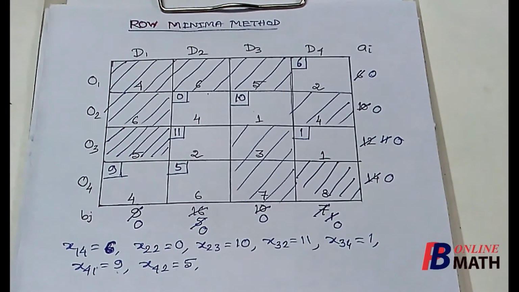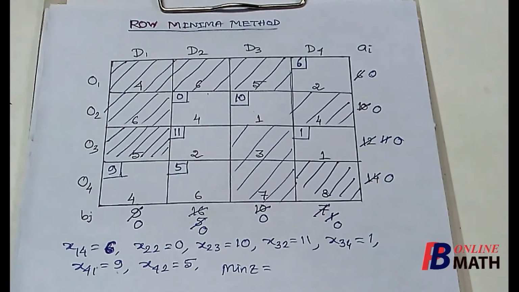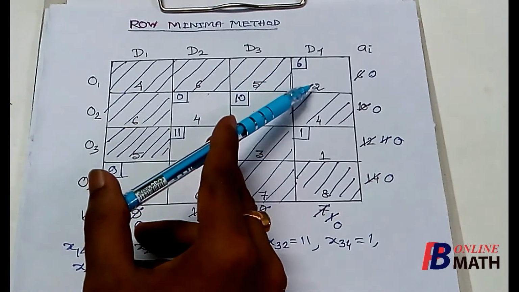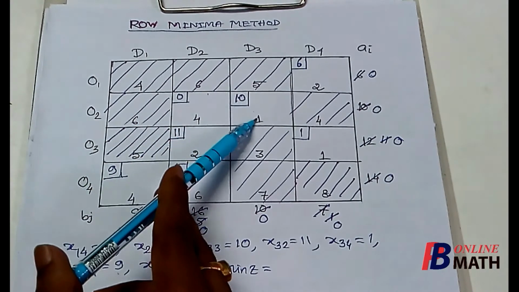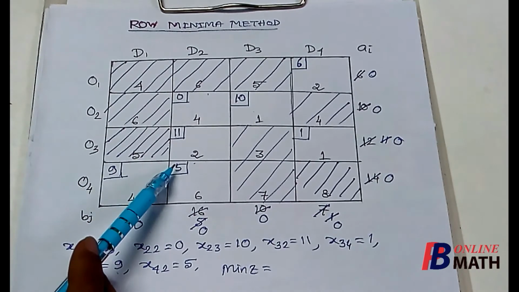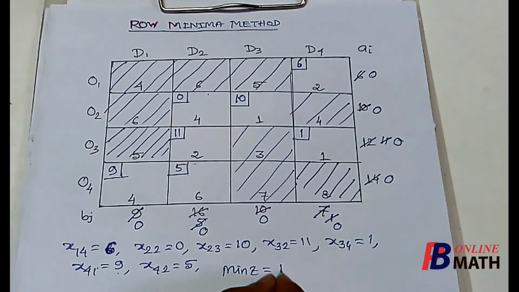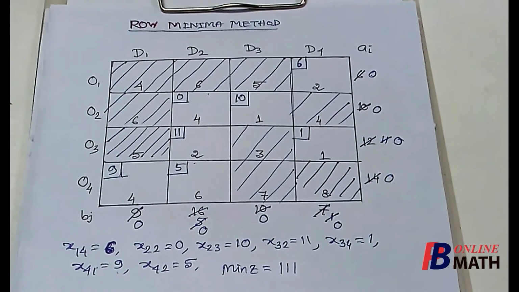Now if we want to find the corresponding minimum cost, then here we find that the value of min z will be found by considering 6 into 2 plus 0 into 4 plus 10 into 1 plus 11 into 2 plus 1 into 1 plus 9 into 4 plus 5 into 6, that is equal to 111. So in this case, by using the row minima method, we have found that the initial basic feasible solution for this transportation problem is this, where the minimum value of z is 111. That means this is the minimum cost.